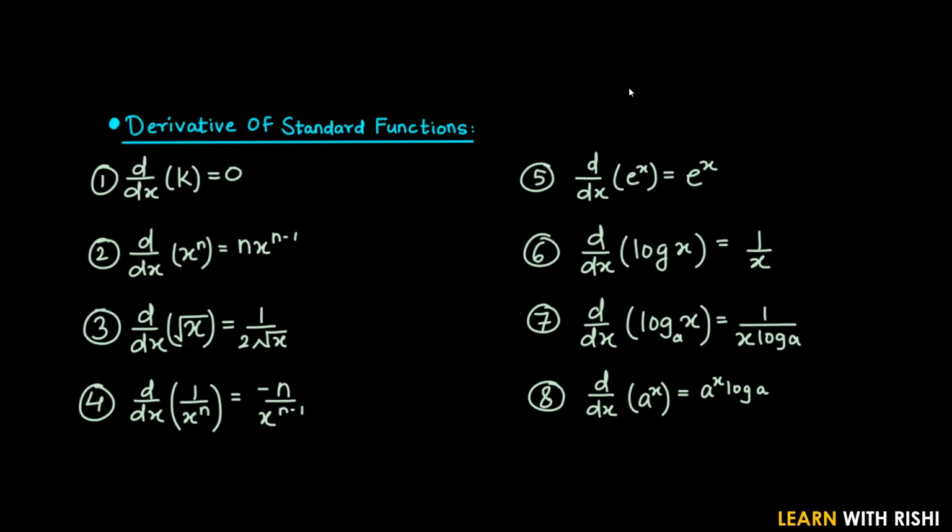The derivative of e raised to x is the same, e raised to x. The derivative of log x is 1 upon x. The derivative of log x to the base a is 1 upon x into log a. Here the base is e and log e is 1, that's why we are mentioning 1 upon x. Here the base is a, so the derivative will be 1 upon x log a. The derivative of a raised to x, that is constant raised to variable.